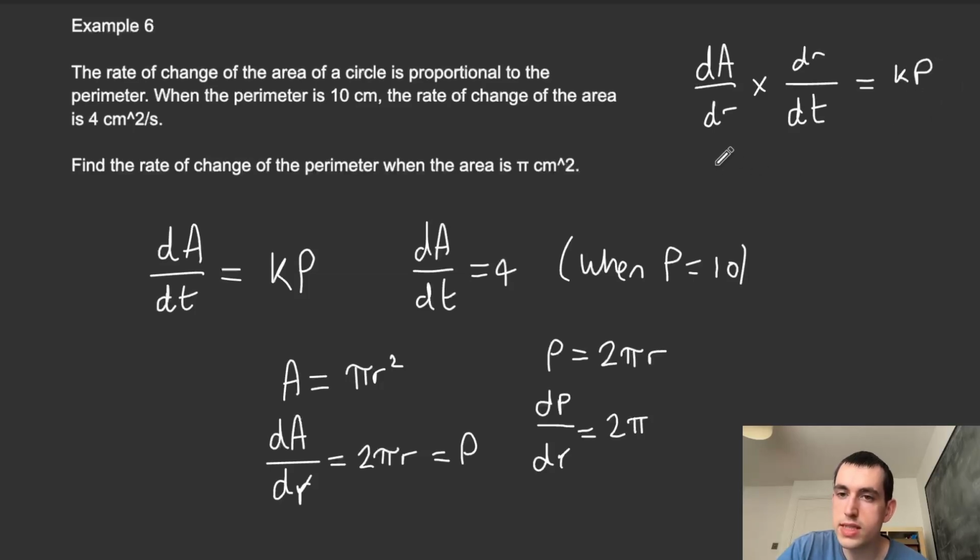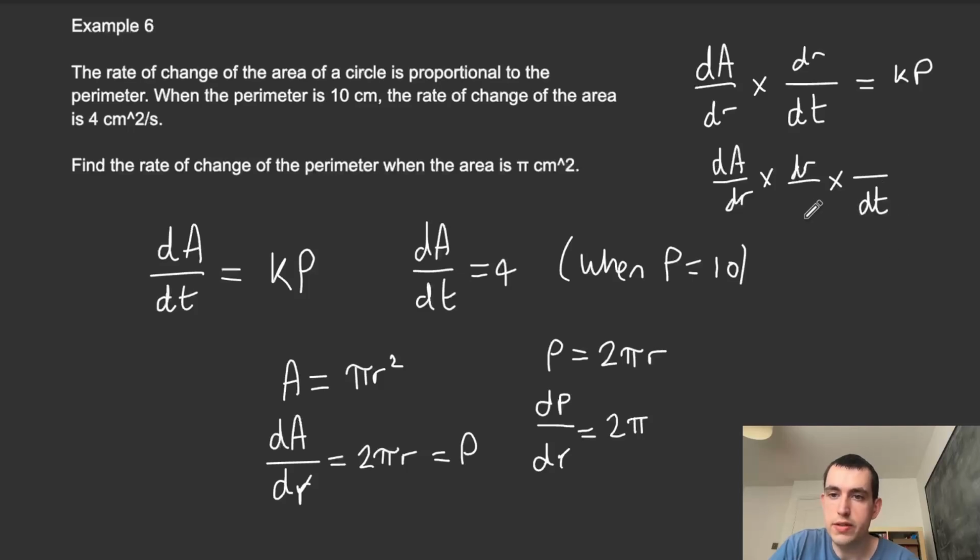I'm going to take that one step further now. Rather than writing dr/dt, I'm going to make use of another chain rule. I'm going to write it as, this time, dr over something times by something over dt. What's the most useful letter in this case? It's going to be P, dP. Sorry about the handwriting, it's going a bit slow at the moment. We're going to add in dP because the rate of change of the perimeter is the thing that we're looking for. So P is definitely the most useful letter here.